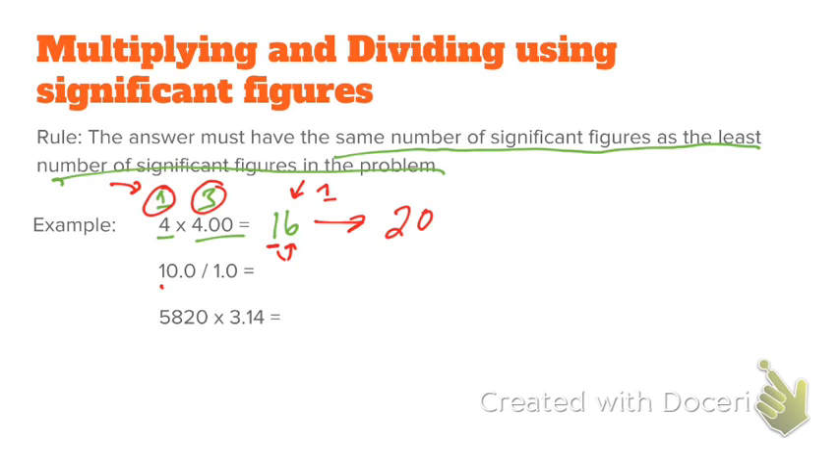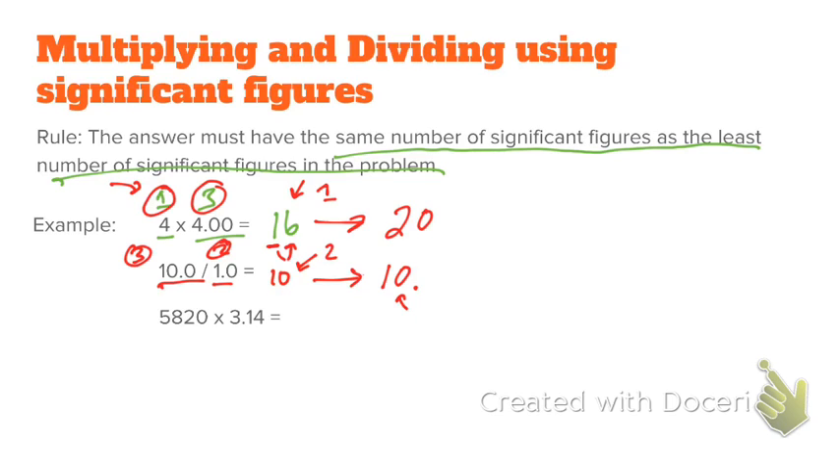Here, 10.0 divided by 1.0 is just 10, right? 10.0 has 3 sig figs, 1.0 has 2. The lower number between 3 and 2 is 2, so this must have 2 sig figs. Right now it has 1, right? So I'm going to add a decimal, because that decimal makes this 0 a significant figure. All right, let's go ahead and do the math on the next one.